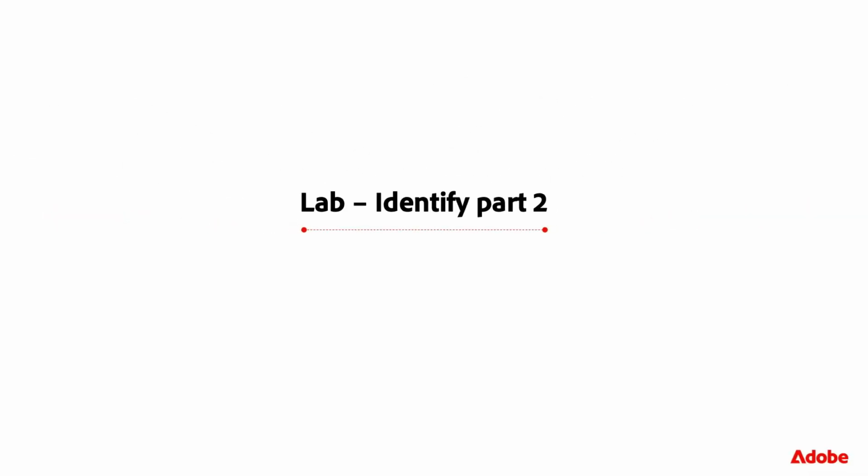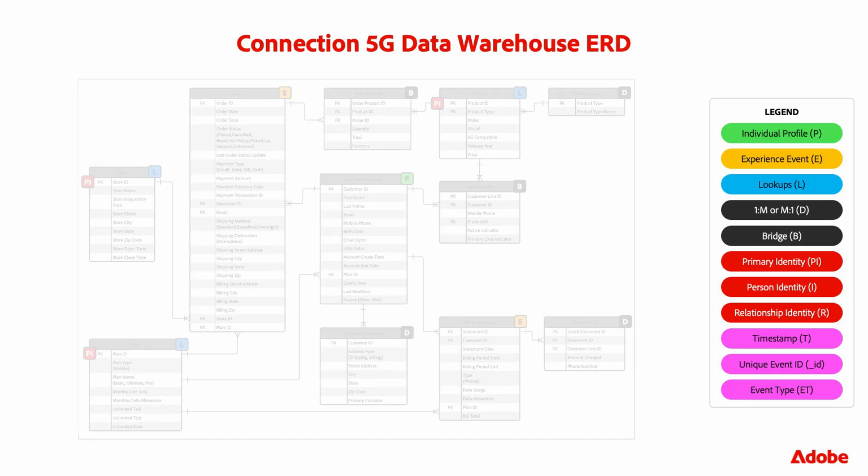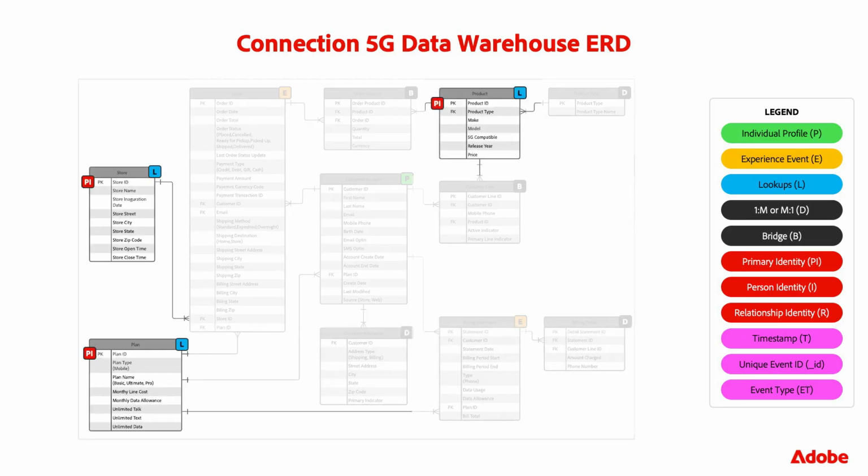All right, let's review Identify Part 2 and the answers you should have gotten out of the lab. Starting with the Connection 5G data warehouse. We'll start with the lookup tables, as those should have been the easiest for you. Each PK here should have been labeled as a PI. So store ID, plan ID, and product ID should all be labeled with the PI.